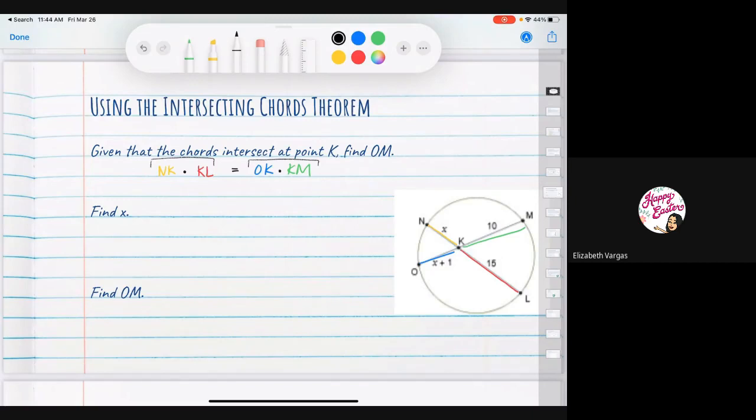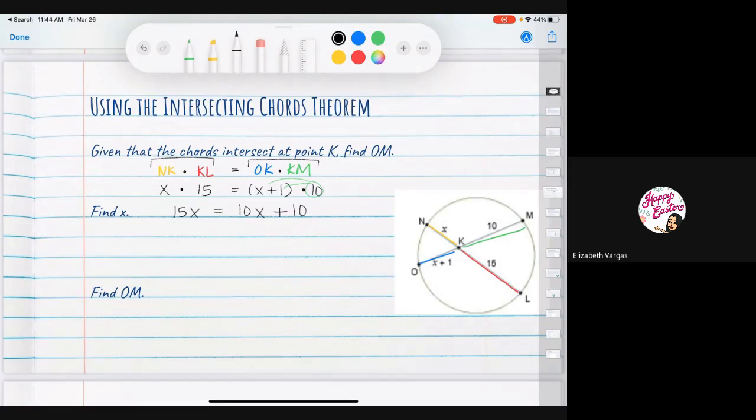Now I just plug in what I'm given. NK is equal to x, KL is equal to 15, OK is equal to x plus 1, and KM is equal to 10. So now I can solve for x. How exactly do I do that? Well, this is 15x. Here I have to distribute, so that gives me 10x plus 10.